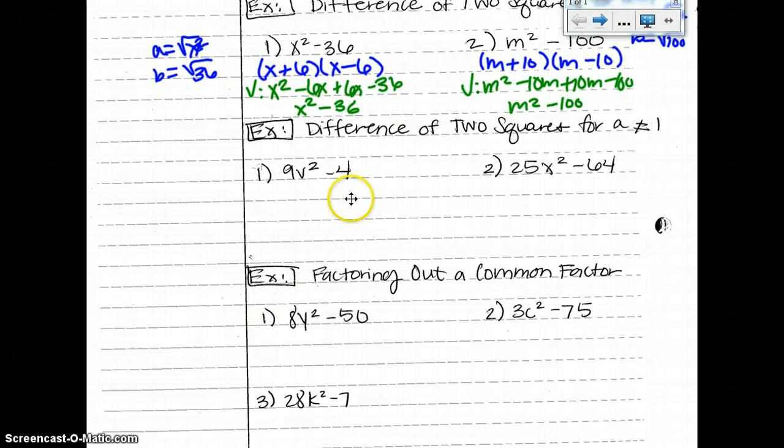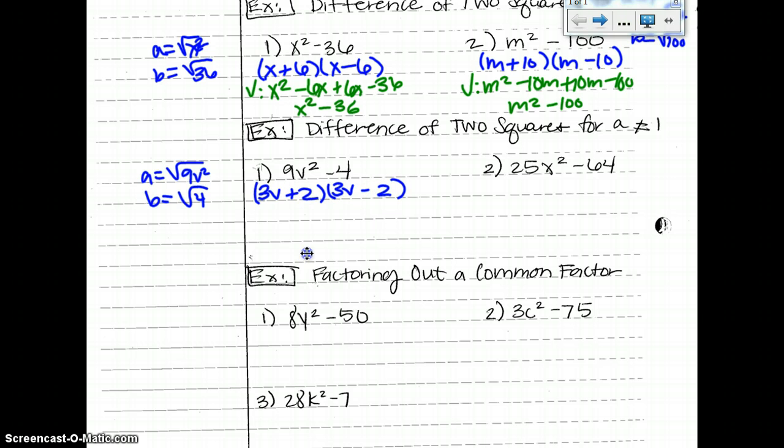Okay, our next example, the difference of two squares for when a doesn't equal 1. Okay, we have our a on example 1 equals the square root of 9v squared. Our b equals the square root of 4. We're going to plug those values in. Square root of 9v squared is simply 3v. Square root of 4, we all know is 2.